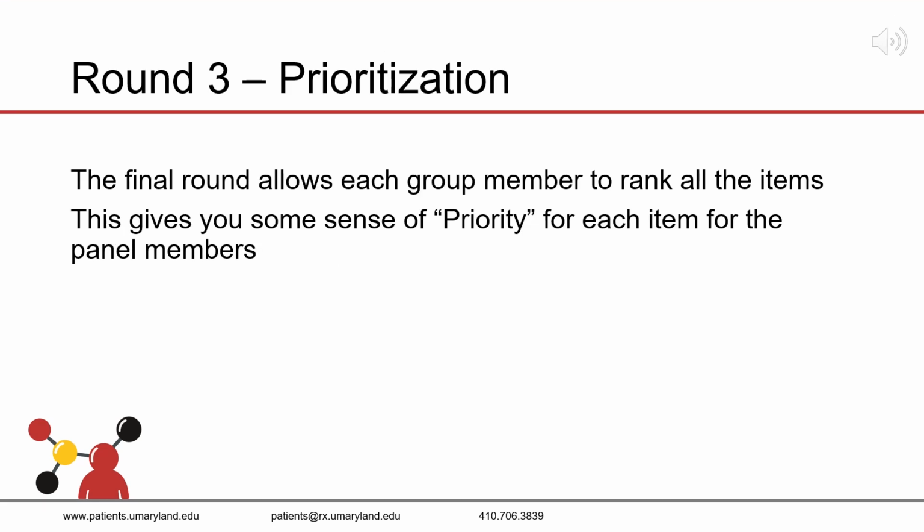So I typically refer to the third round of my Delphi as our prioritization round. We're trying to get all the members to rank all of the items. And this gives you some sense of priority as well as an agreement on the priority from the responses.